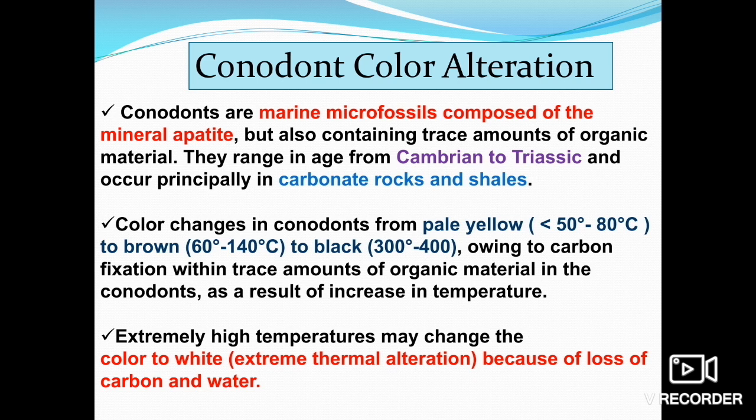diagenetic properties. This is owing to carbon fixation within the trace amounts of organic material in the conodonts as a result of the increase in temperature. So color and the temperature ranges are very important. Extremely high temperatures may change the color to white. So the series is pale yellow to brown to black, and in extreme cases, extremely high temperatures change the color to white, which is extreme thermal alteration because of loss of carbon as well as water.